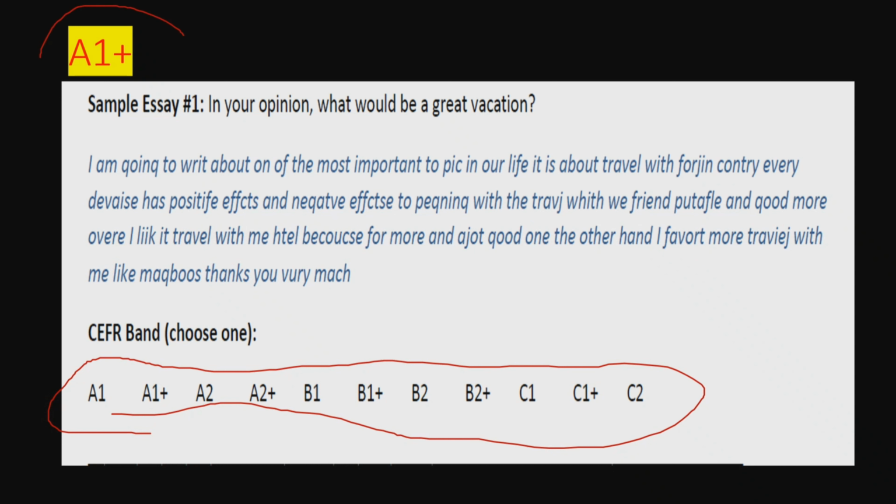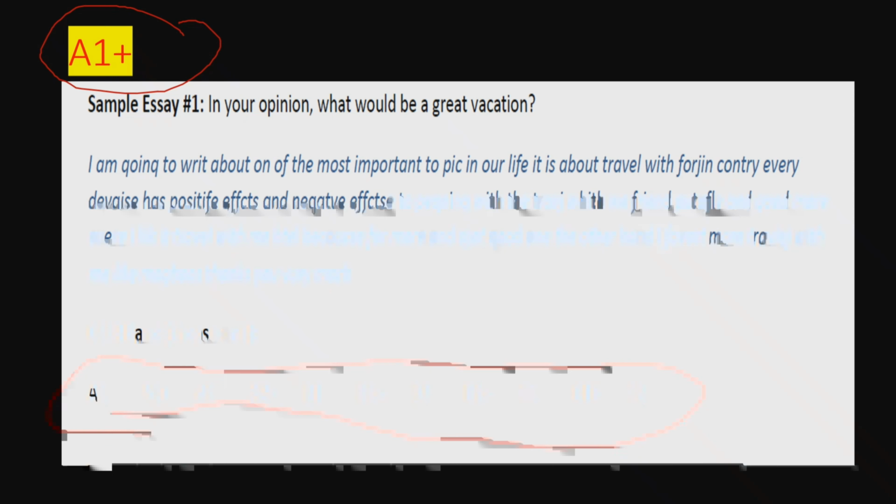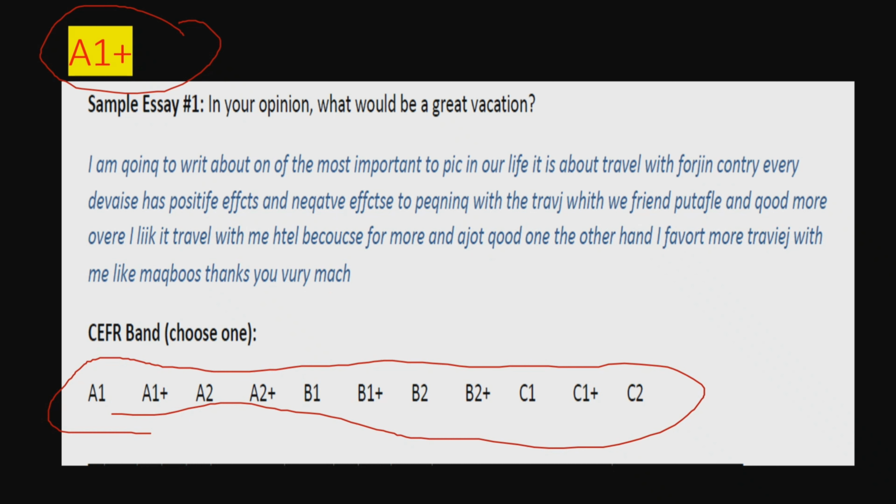And anyways, I've written the answer for you. That is A1 plus. This is a midway level between A1 to A2, this is A1 plus. That means this person has very basic knowledge, and this person doesn't have good command over language.